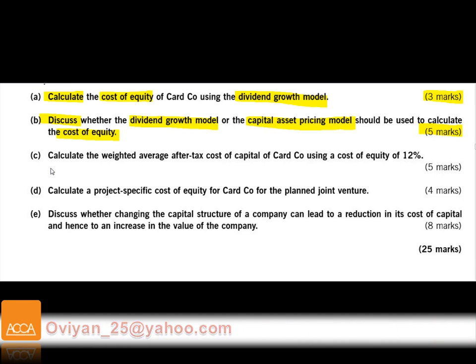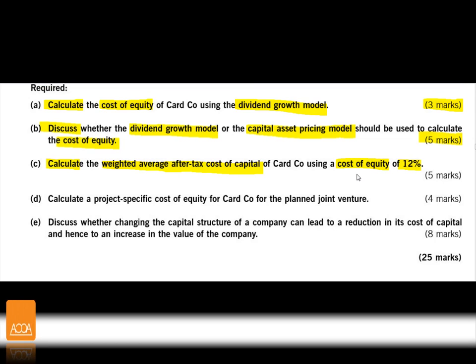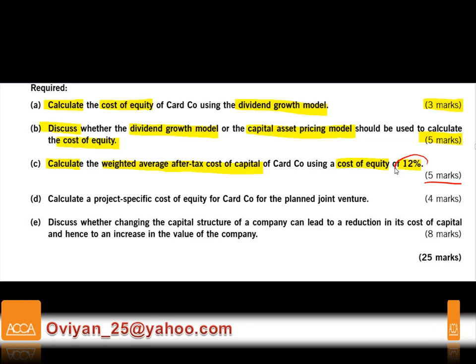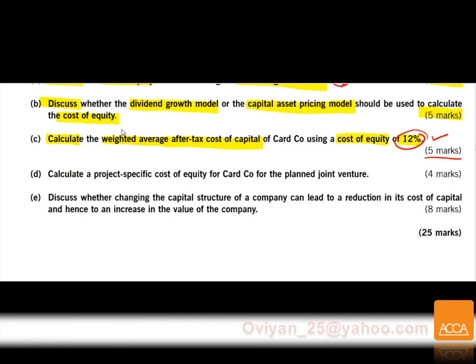Next, calculate the weighted average cost of capital of card company using a cost of equity of 12%. It's going to give you 5 marks for that. This 12%, you may get 12% here, you may not get 12%, it doesn't matter. Just use 12% for this particular part C.